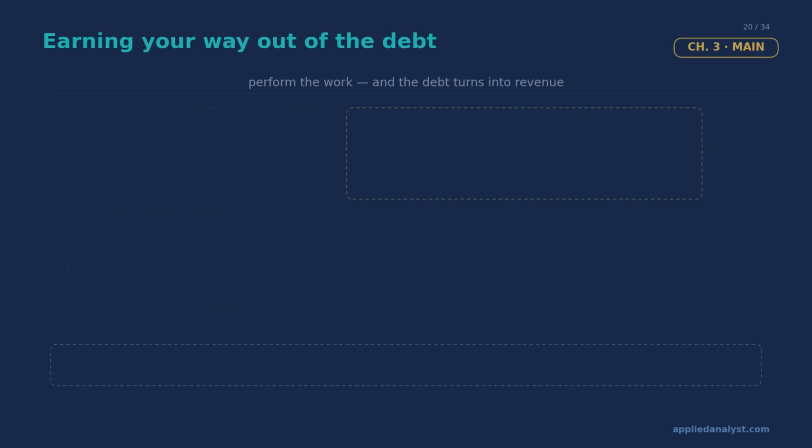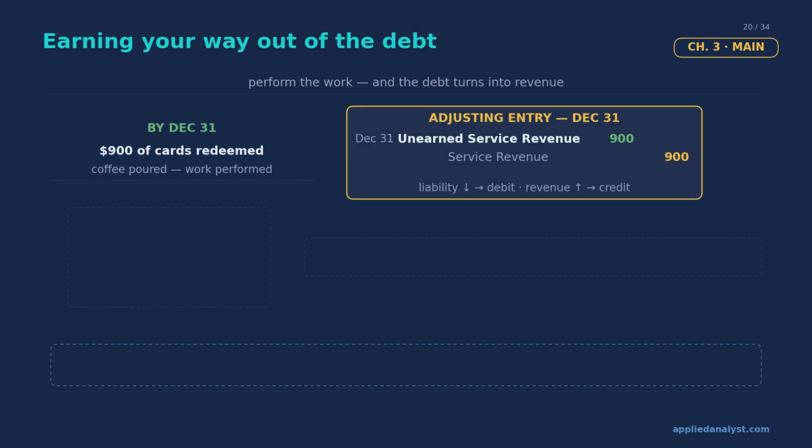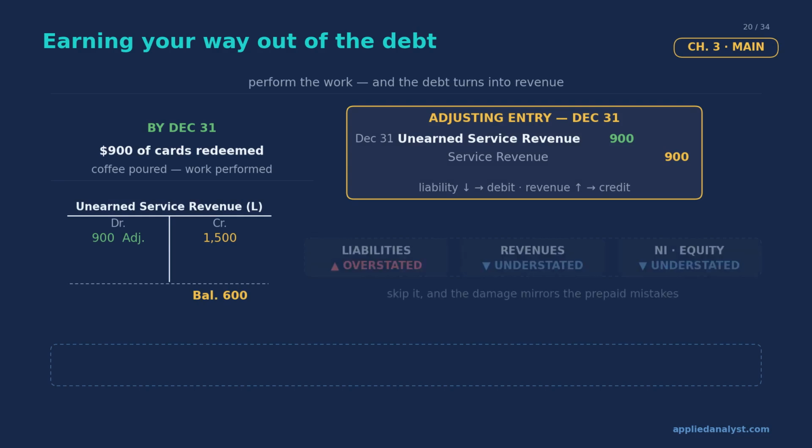By December 31st, customers have redeemed $900 of those cards. Coffee poured, work performed. You've earned your way out of part of the debt. Adjusting entry, debit unearned service revenue, $900. Credit service revenue, $900. The liability shrinks to $600. Real revenue appears. Skip this entry, and the damage mirrors the prepaid mistakes. Liabilities are overstated, revenues understated, net income and owner's equity understated.